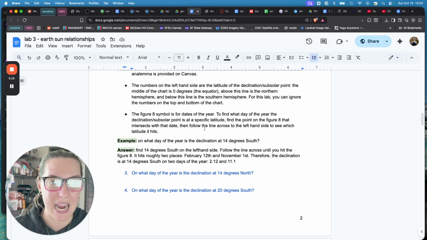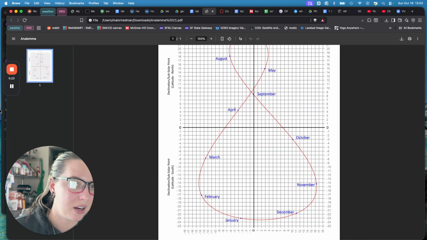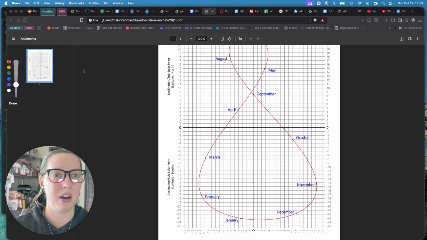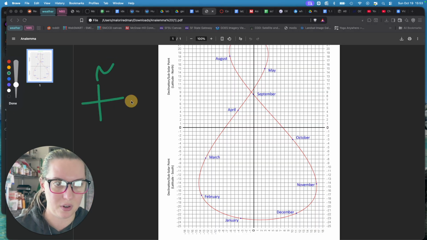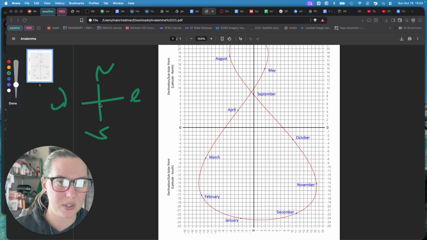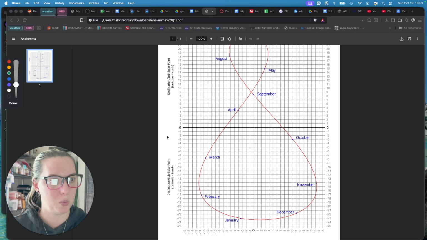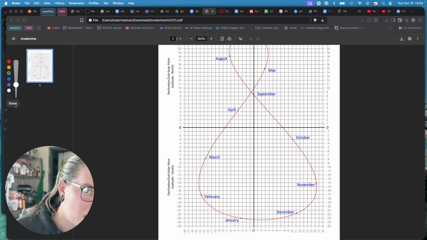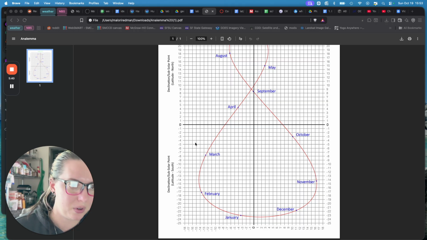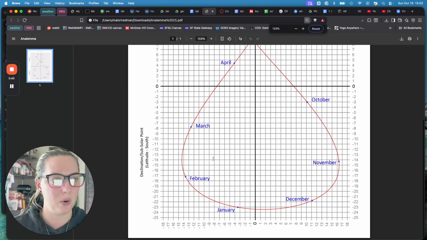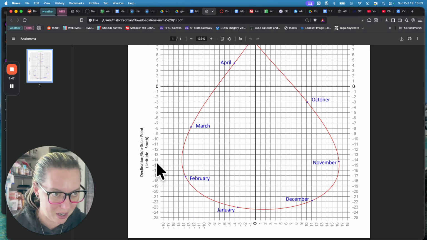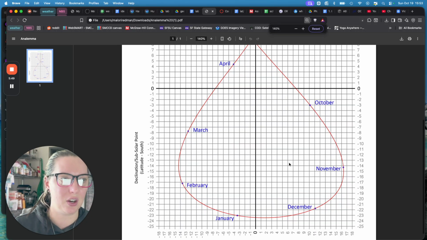So on what day of the year is the declination at 14 degrees south? So the first thing we want to do here, and by the way, there's never any shame in reminding ourselves to never eat soggy waffles, if you forget which way is north, which way is south. In the example, I said 14 degrees south. So I'm going to zoom in here a little bit. South means we're going to be on the bottom of this particular figure.